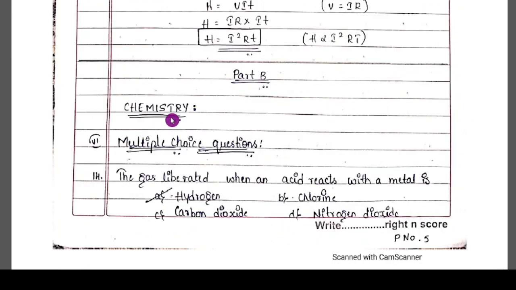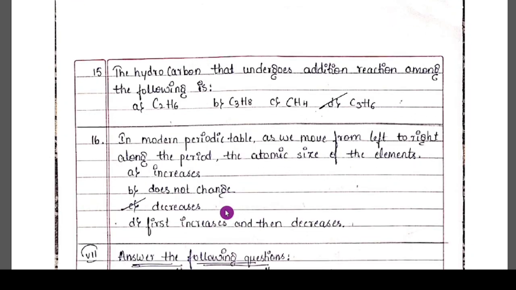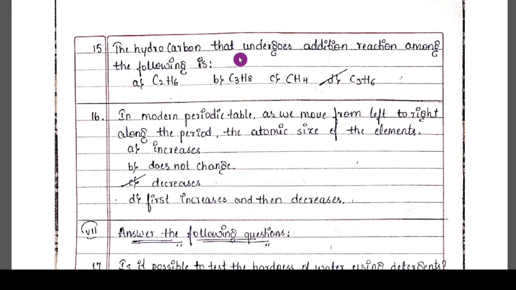Part B, chemistry. The 6th main, multiple choice questions. The 14th question, the gas liberated when an acid reacts with a metal is: hydrogen, chlorine, carbon dioxide, nitrogen dioxide. The gas liberated when an acid reacts with a metal is hydrogen, so option A is the right answer. The 15th question, which of the following hydrocarbons undergoes addition reaction? That is C3H6. Option D is the right answer.